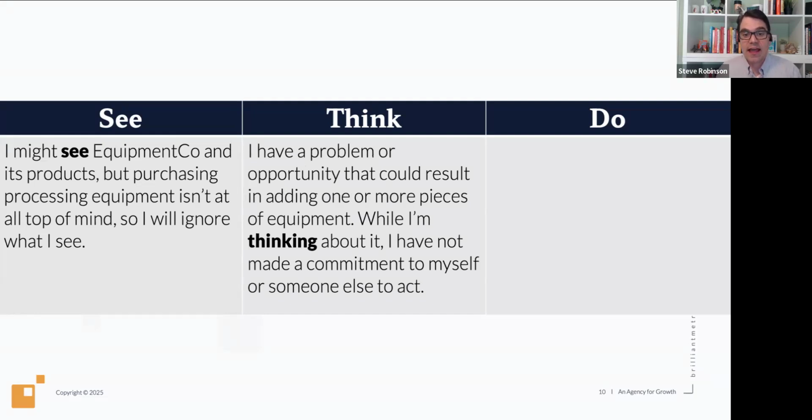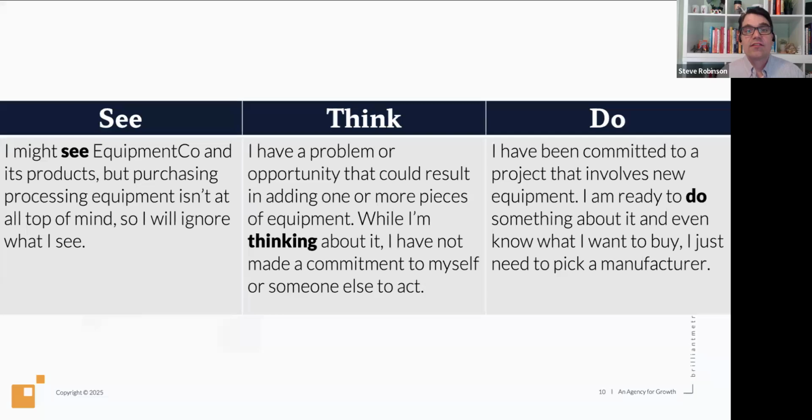So as the buyer, I'm thinking about it, but I haven't made a commitment to myself or anyone else inside the organization to actually purchase any equipment or specify any equipment in many cases. And then in do state, the project's a go. Now I have a commitment to the rest of the team, my boss, somebody else, to specify or purchase some equipment. I'm ready to do something about it. And I probably at this point know what piece of equipment I need to buy, but I might not know which manufacturer I want to buy it from.